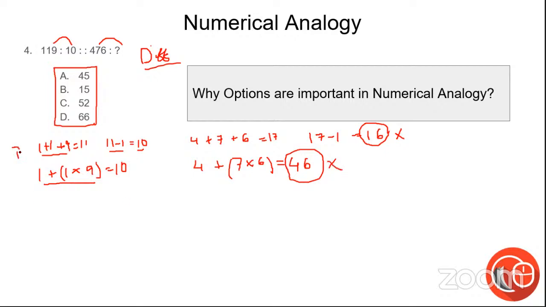See, these are two possibilities. Both of these could have been the right answer, but as they are not in the options, they cannot be the right answer. Now the third way to get 10 from 119 is 1 into 1 plus 9.